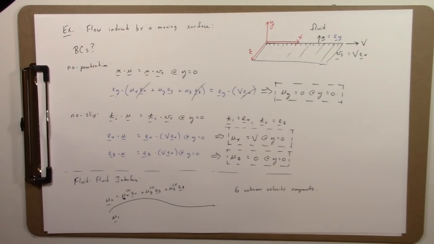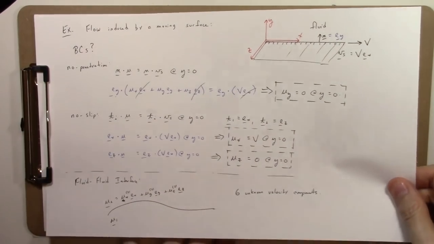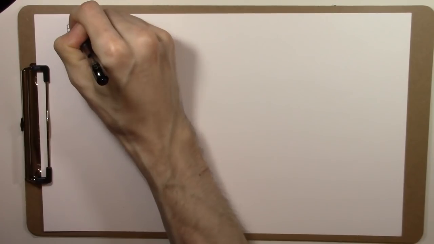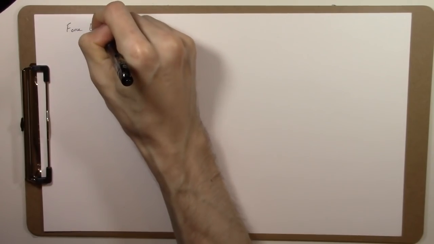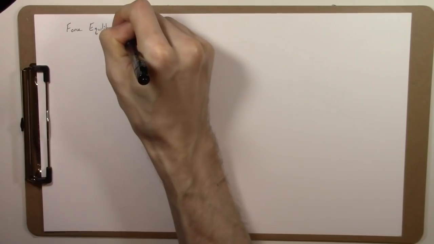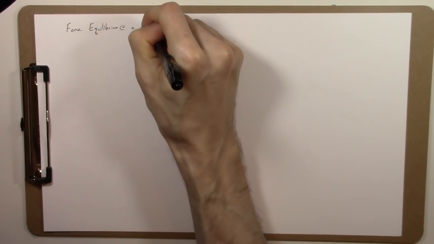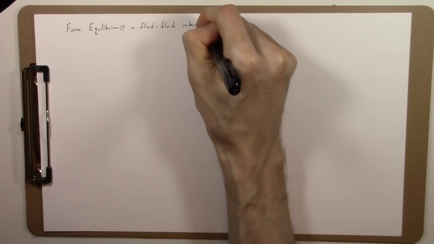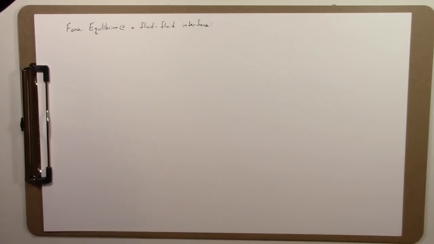The answer is that we need to balance the stress at the interface, as well as balancing the velocities. In other words, we need to perform a force equilibrium calculation, or a force balance, at the interface to find the remaining 3 conditions that we need. So, let's consider force equilibrium at a fluid-fluid interface.